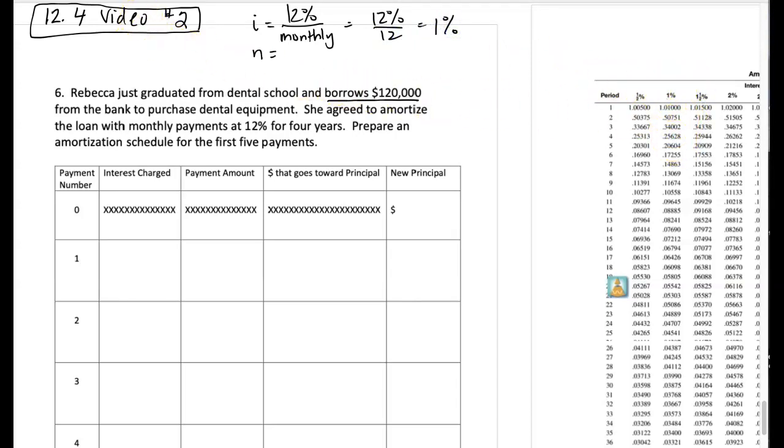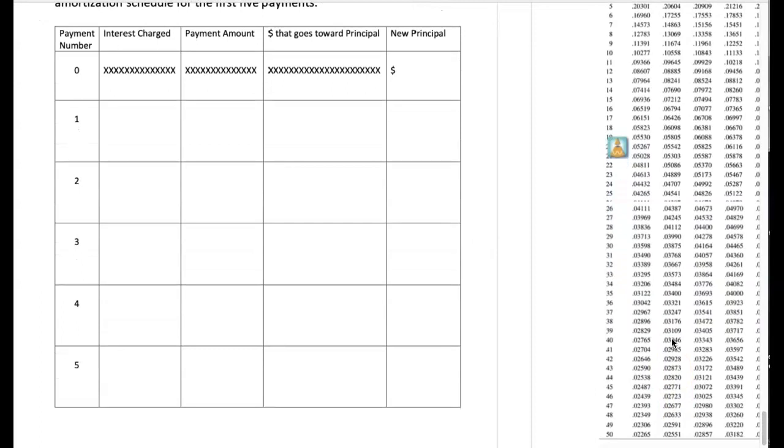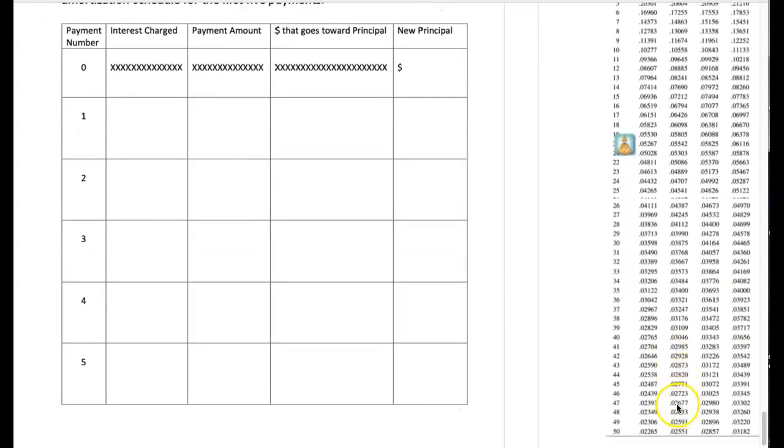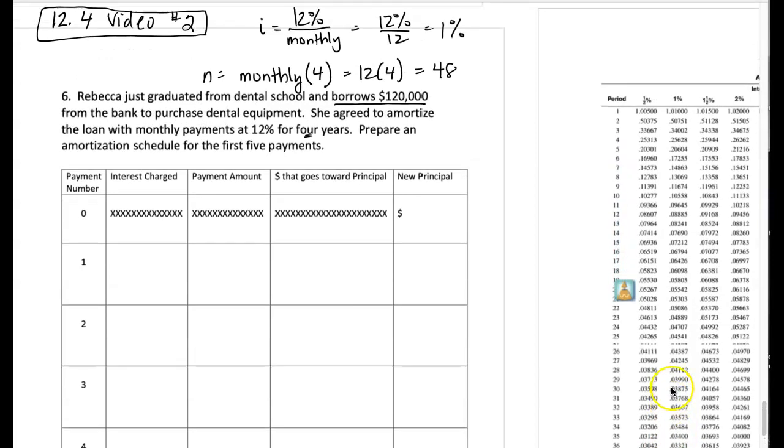For N, we're taking a look at monthly times 4 years. So 12 times 4 is 48. So we want to take a look at that row 48. So down the first column until we get to row 48. And that's going to be this decimal right here, 0.02633. And I'm going to bring that decimal back over here towards my calculation.